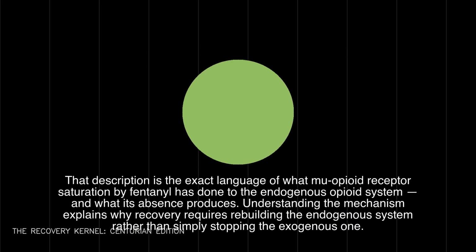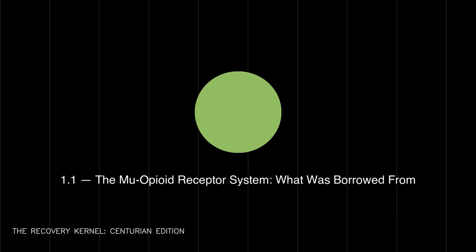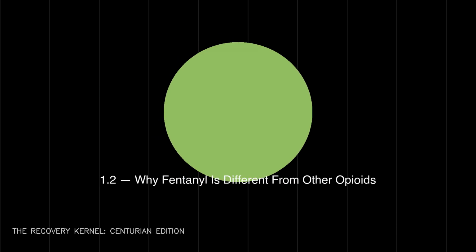1.1. The mu-opioid receptor system, what was borrowed from. 1.2. Why fentanyl is different from other opioids. Fentanyl is 100 times more potent than morphine, the number that explains the crisis.